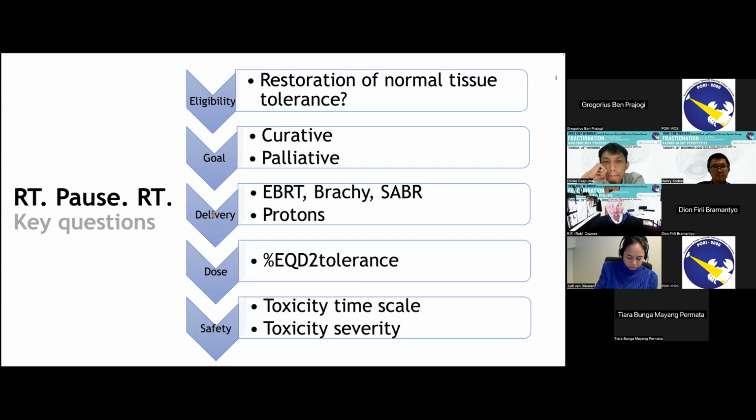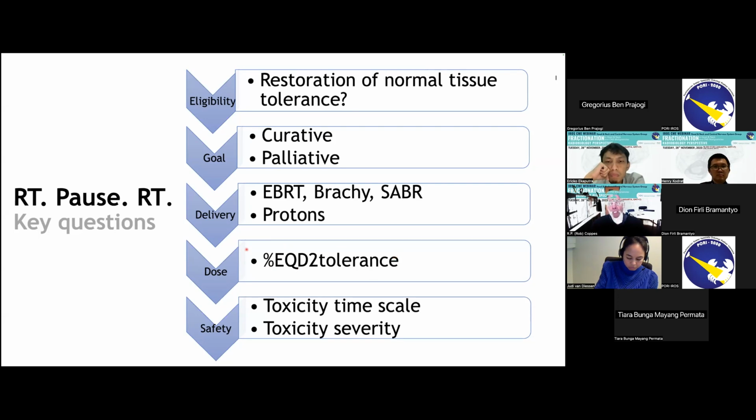Then you have to calculate the tolerance of your normal tissue by using, for instance, the EQD2. You know from your basic treatment that, for instance, if you treat a tumor with 72 gray, you have a certain tolerance, and you can calculate how much of that tolerance for the normal tissue you have used. You have to go back to your original treatment plan and check how much of the total tolerance dose of the normal tissue you actually used the first time you irradiated.